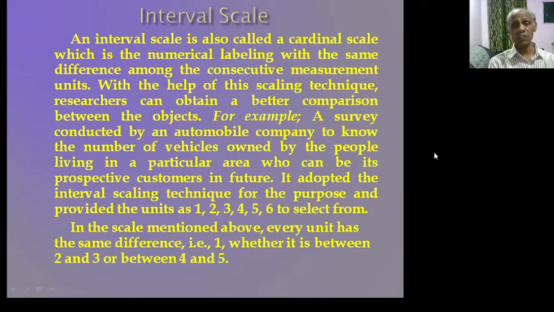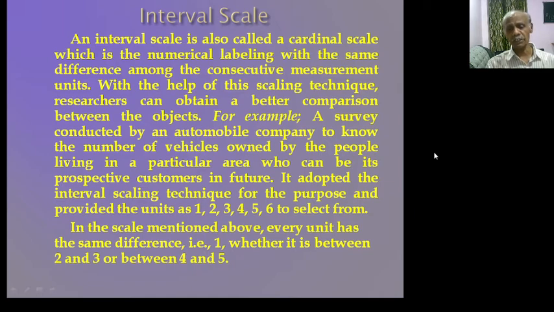That is what we call interval. Interval means the difference between the lower end and the upper end. So that is called interval, as we have already studied in our statistics. Class interval means the difference between the lower limit and the upper limit of a class. Now here also in the interval scale the units have been put from 1 onwards in serial order.